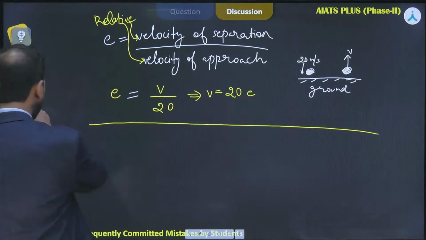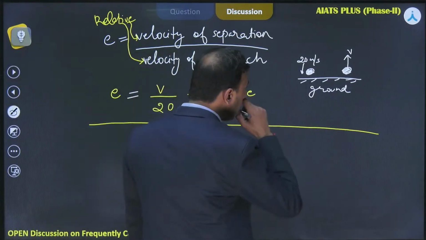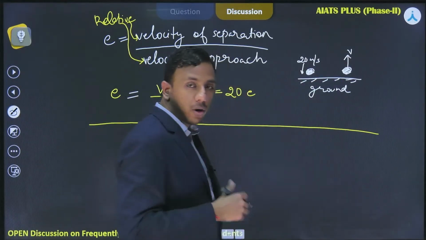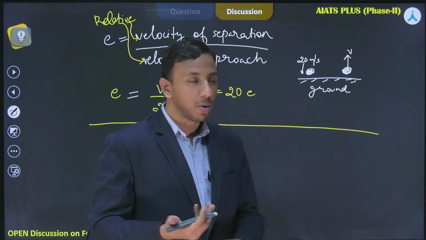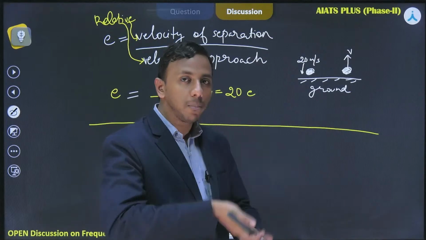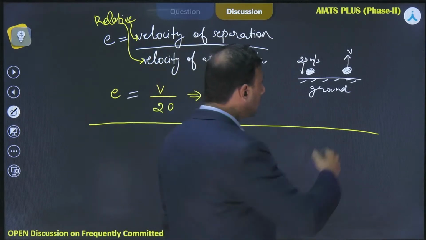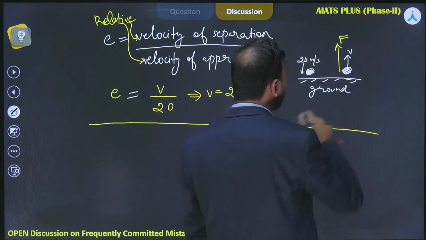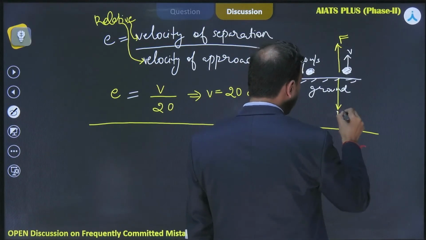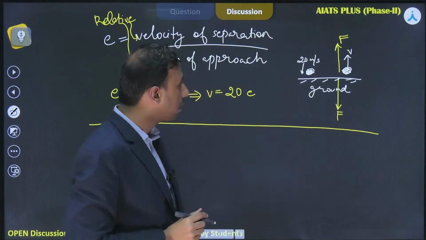So what would be impulse over here? If you see, during the collision, what is the ground doing? The ground is applying a force on the ball. The ground is trying to push the ball upwards, right? So we can say this impulsive force is acting upwards and the impulsive force on the ground is acting downwards.